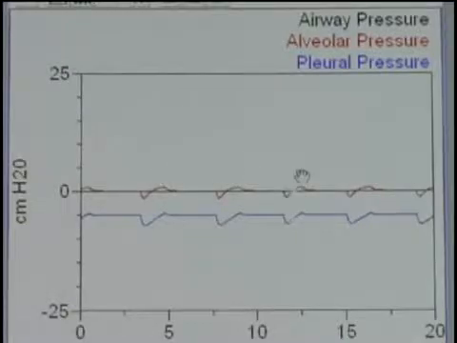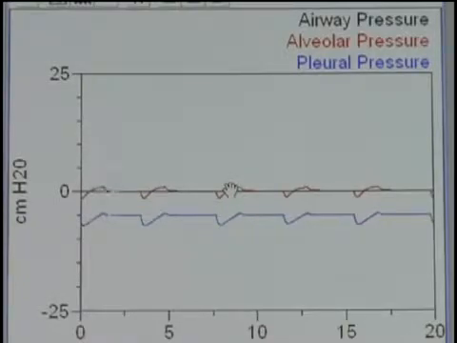These pressures as a function of time. I'm going to show you in the black line the airway pressure. That just means the pressure at my mouth right now. The red line, which is the alveolar pressure, the pressure in my alveoli in the lung. And the blue lower pressure is the pleural pressure, the pressure in my pleural space.